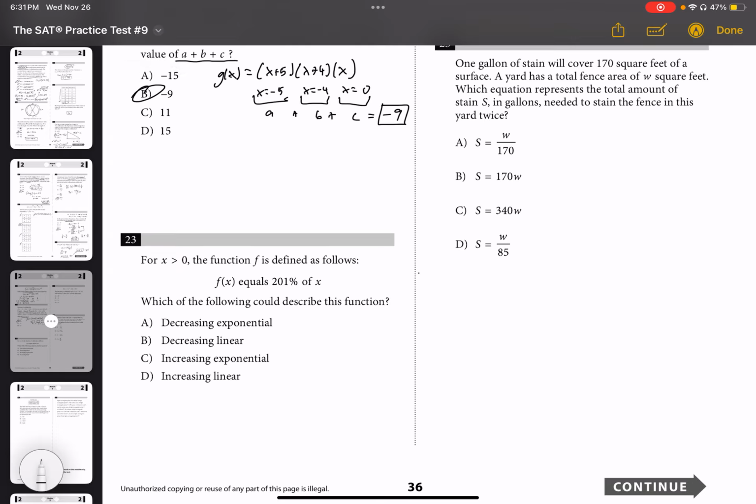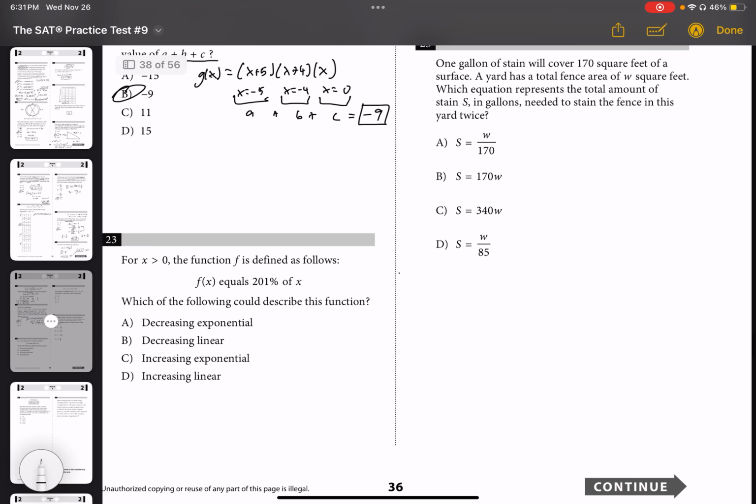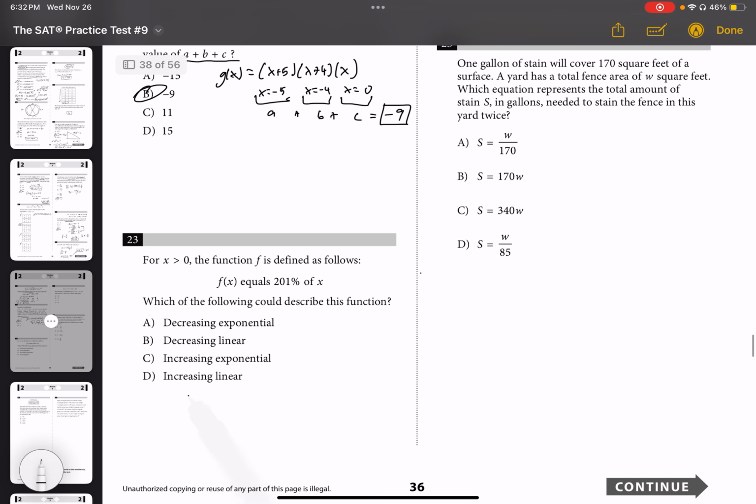Question 23. For x greater than 0, the function f is defined as follows. f of x is equal to 201% of x. Which of the following could describe this function? So before you even look at any of these answer choices, you need to realize what the function actually is. f of x is equal to 201% of x. 201% as a decimal is 2.01 times x.